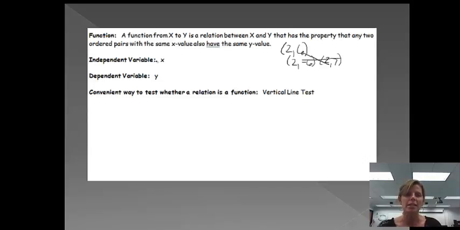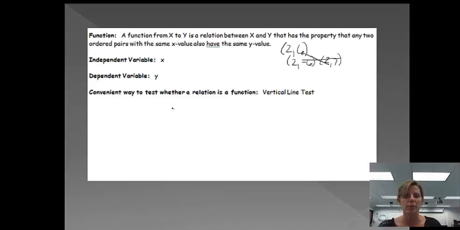The independent variable of the function we generally refer to as x. That's the one where we can plug in anything that we want. And then the dependent variable we generally call y, and that's called dependent because the answer for y depends on what we plug in for x.